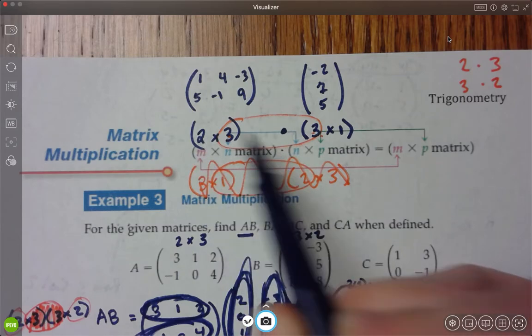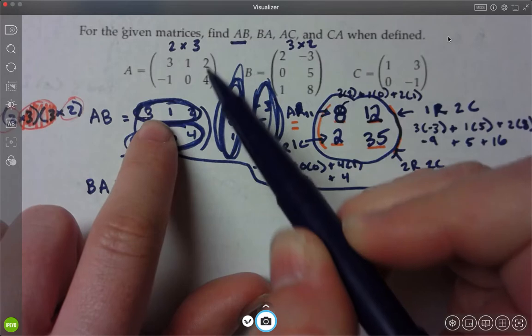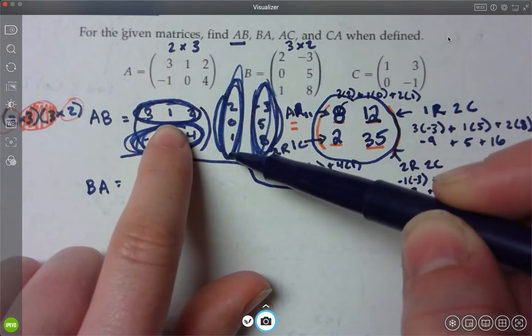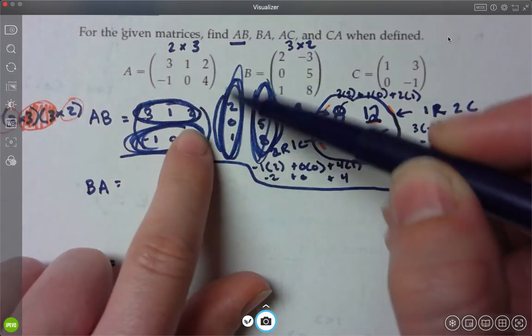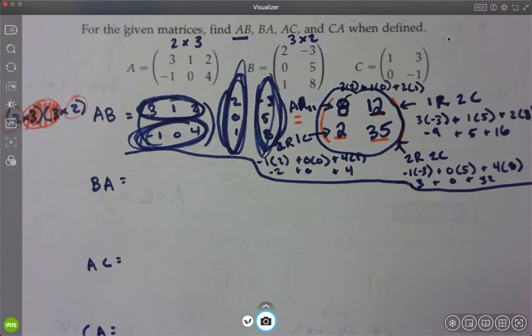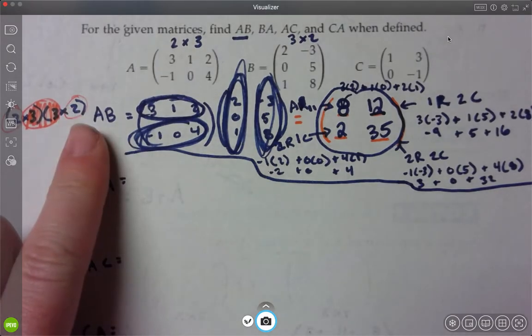The reason for that is when you are doing the row times the column, you really need to make sure that they have the same number of elements, okay? So that's kind of the way that works. If they don't have the same number of elements, then you can't do it, and there's going to be no solution. So we ended up doing AB, A times B, in the last video.